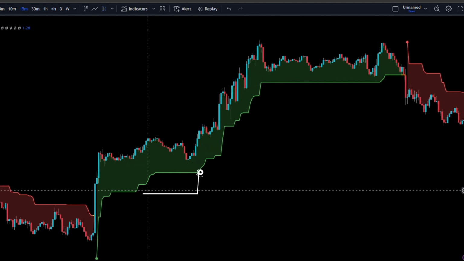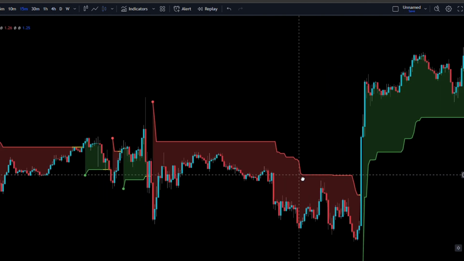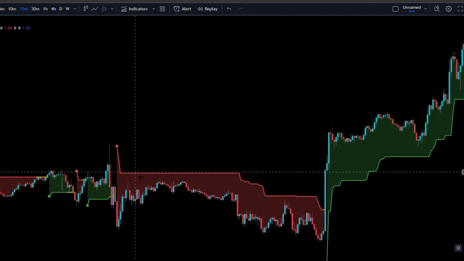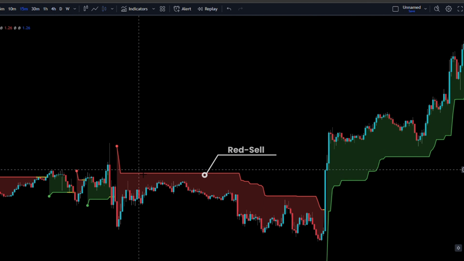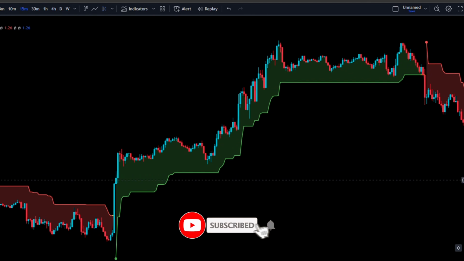As we can see, it's going to be colored in green with a green cloud when price is in a bullish structural market. And it's also going to be colored in red, as well as having a red cloud, when we're in a sell structural market. So we're going to be using this to find our trend direction and also to find optimal trading points.